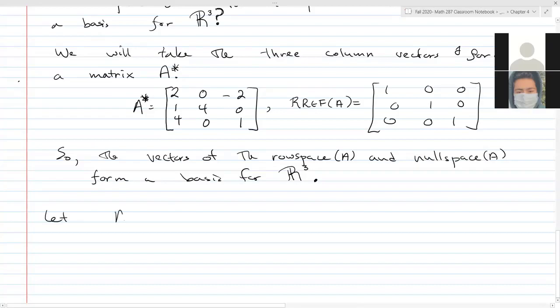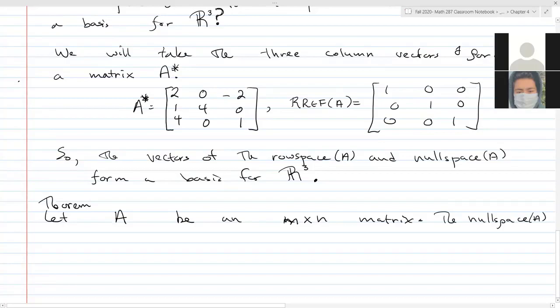So we have a theorem. Let A be an M by N matrix, M rows and N columns. One, we'll make the statement that the null space of A is a subspace of Rn. It's a subspace of Rn, excuse me, not Rm.